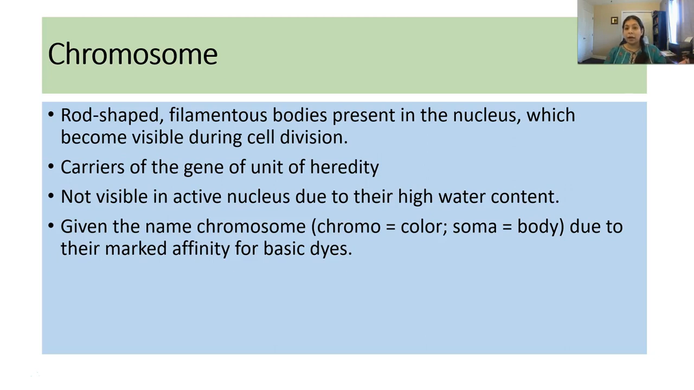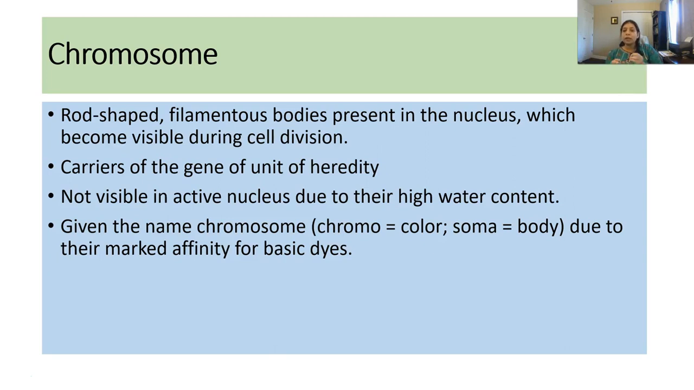They are the basic carriers of the genes and your basic unit of heredity. They are not going to be visible in an active nucleus, partly because of their high water content, but also because they're not fully compacted. They are more loosely compacted. They have areas that are being actively transcribed, so they're unraveled in that area. And so you're not going to be able to see them the same way as you would in an active cell cycle.